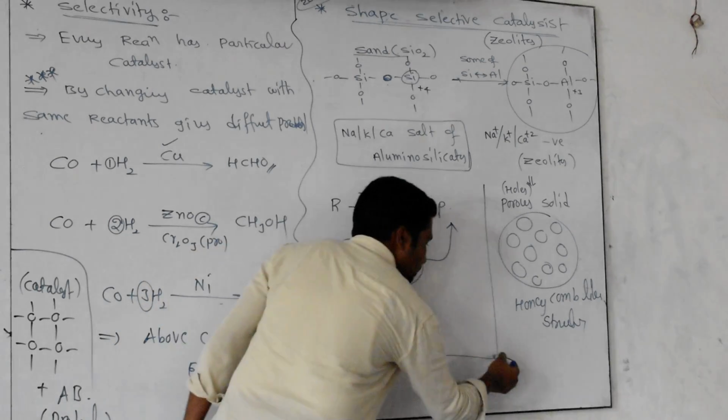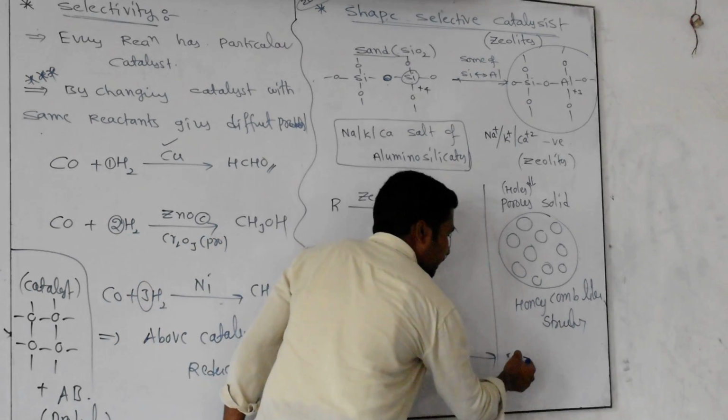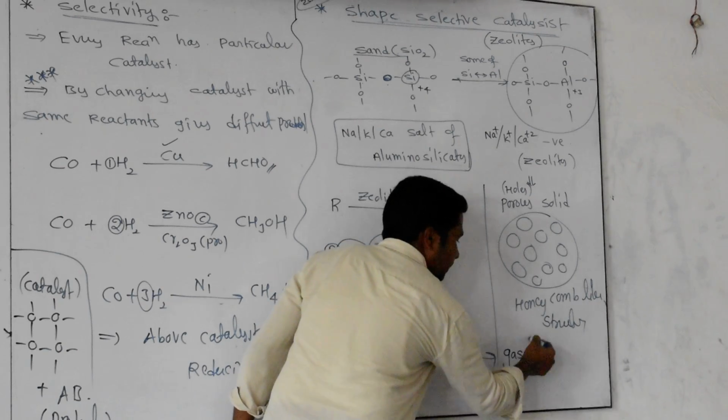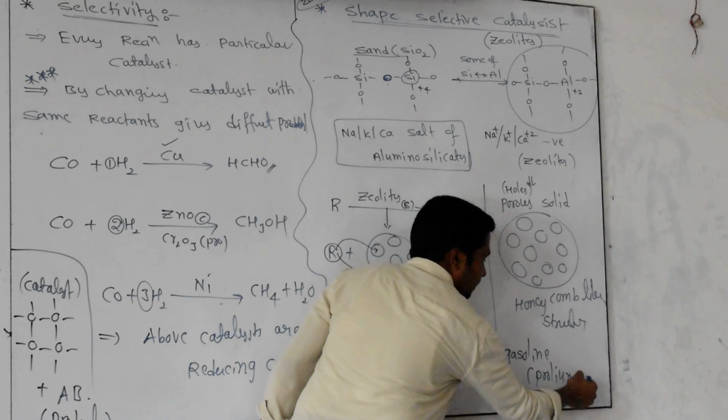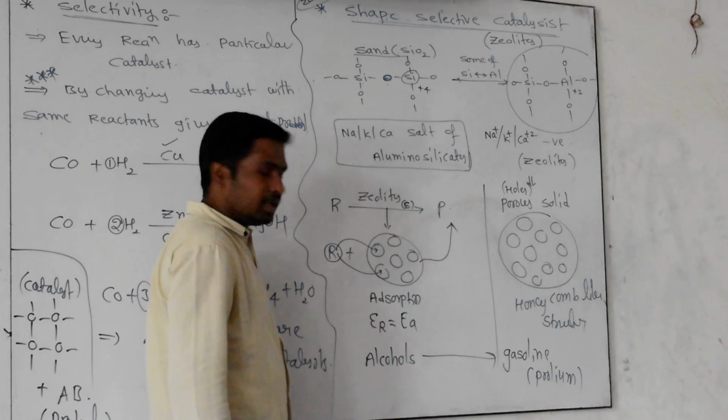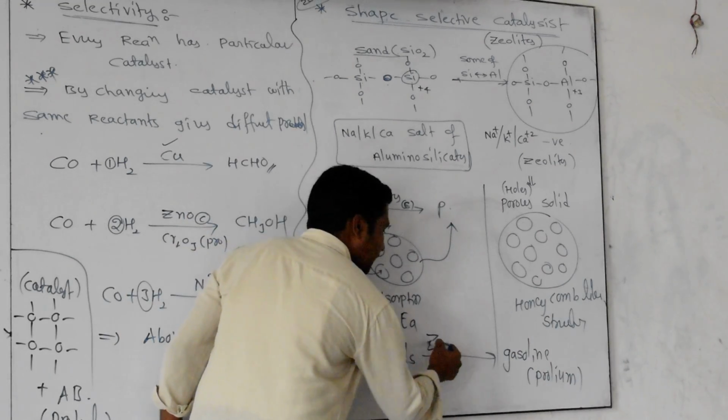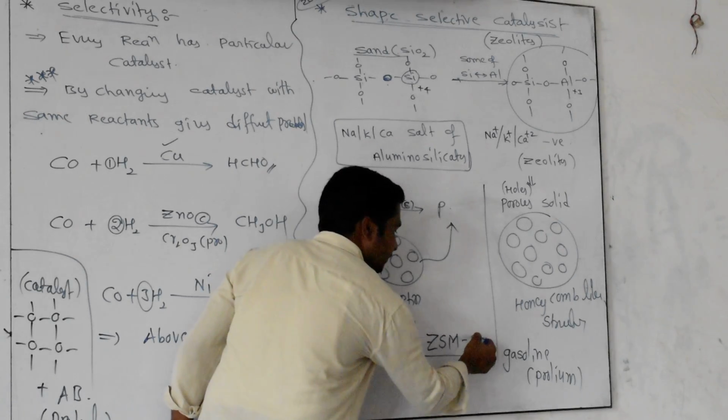And one of the best zeolites, especially in the petroleum industry, we are taking alcohols. Yes, I told this in first year also. Alcohols will be converted into gasoline products. Gasoline products means indirectly petroleum related products. So here we are using one chemical as the catalyst, ZSM5.